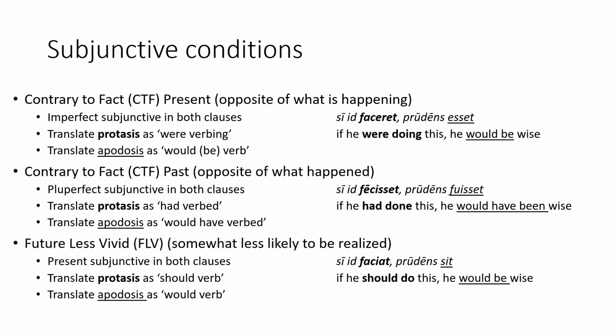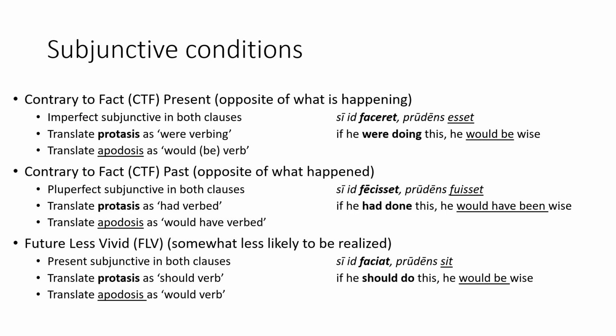In this instance, the imperfect subjunctive in the protasis, the si clause, is translated as were verbing, and the imperfect subjunctive in the apodosis, the main clause, is translated as would be verbing. This can be seen in the example sentence, si id facerit prudens esset. If he were doing this, he would be wise. The relationship between the 2 verbs tells us that he is not in fact doing this, and therefore he is not in fact wise, the opposite of reality.